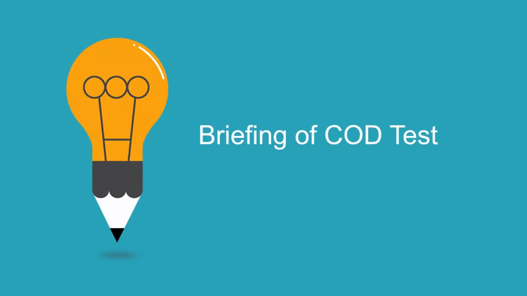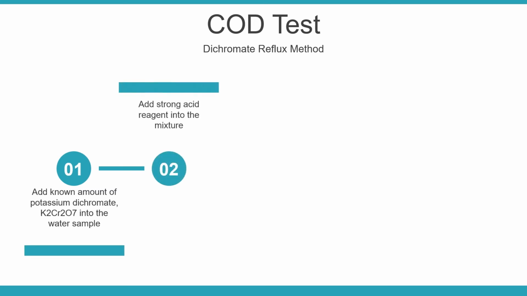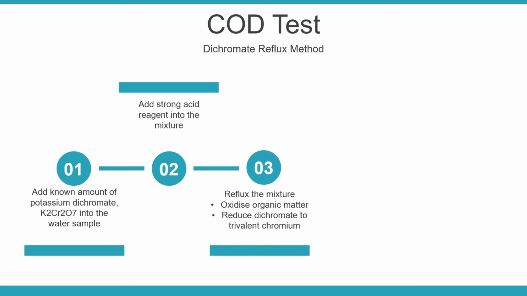Now, let me explain briefly about the COD test first. The COD test is conducted by using the dichromate reflux method. In this method, a known amount of potassium dichromate and a strong acid reagent are added into the water sample. The mixture is then refluxed.